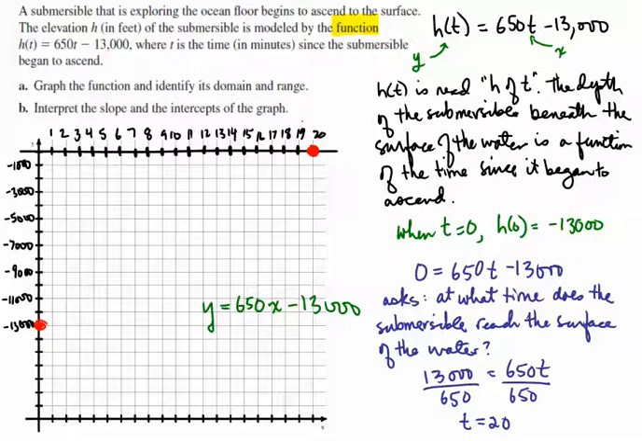So in this particular case, the way that I would graph this function, which is our first task here, is to find the intercepts. That is, set t equal to 0 and solve for the height. That would be negative 13,000. The next thing is to set the height equal to 0 to find at what time the submersible reaches the surface of the water, and we found that that is at 20 seconds. And then I graph that there. I plot the line between those 2 points.